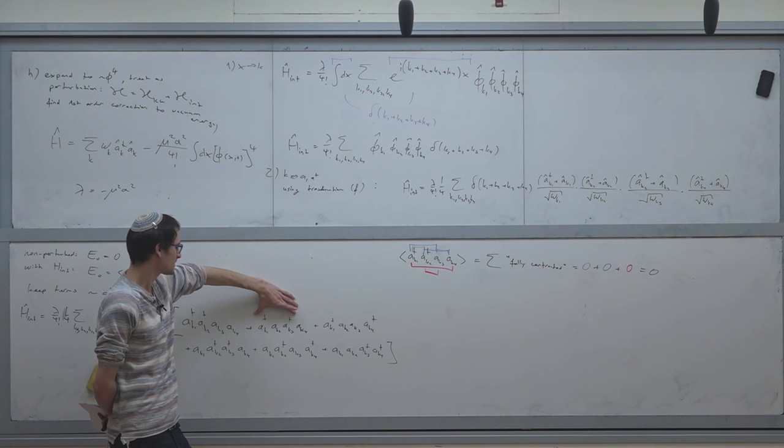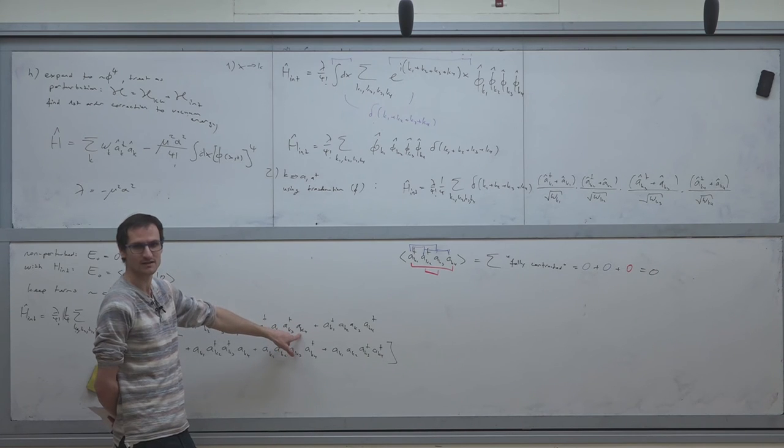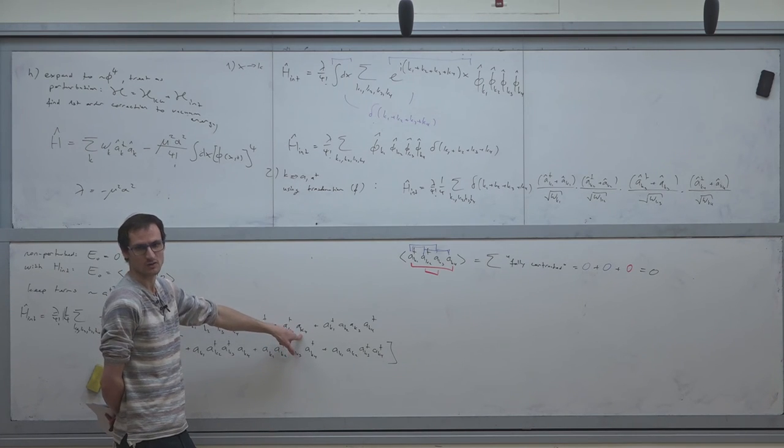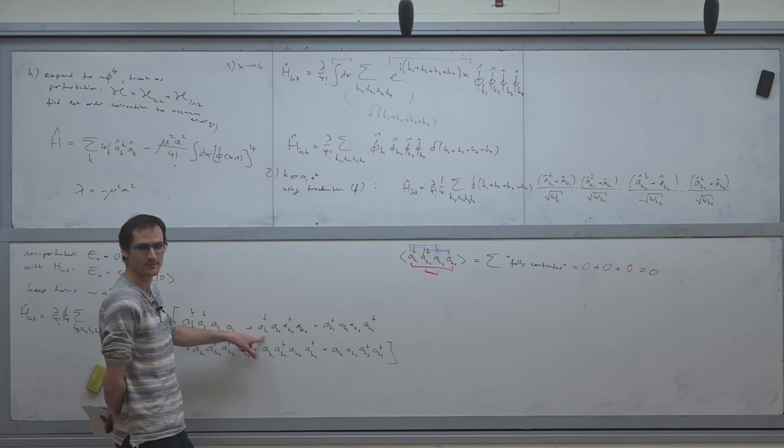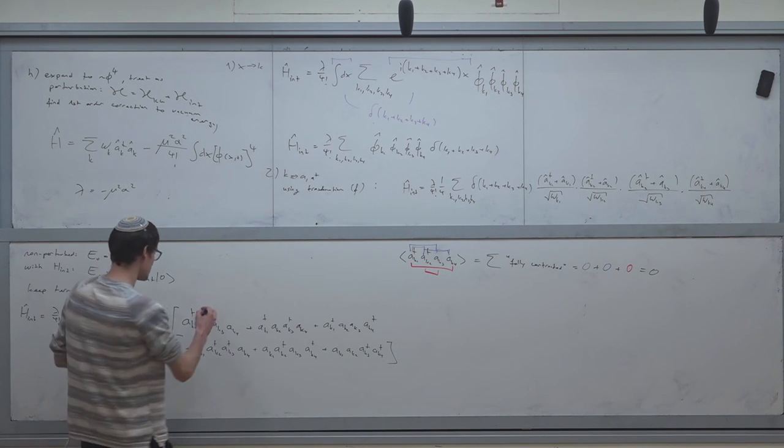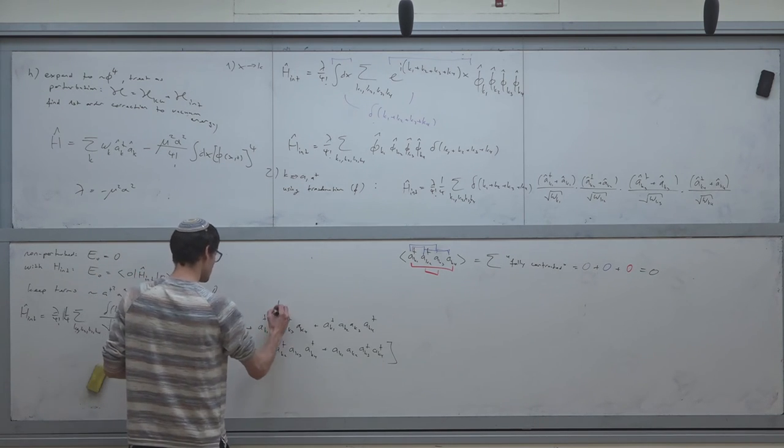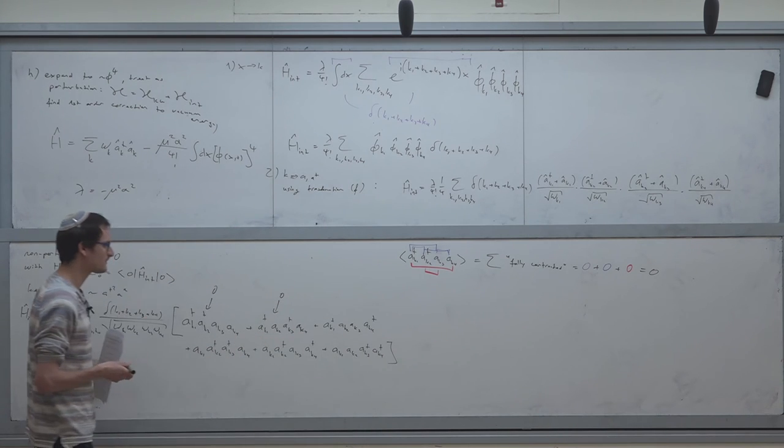Another easy way of seeing it is that the first operator acting on the vacuum state is an annihilation operator. That's also always zero, so it doesn't matter what's going to come here. So this is obviously going to contribute zero. This is obviously going to contribute zero. What about the third term?